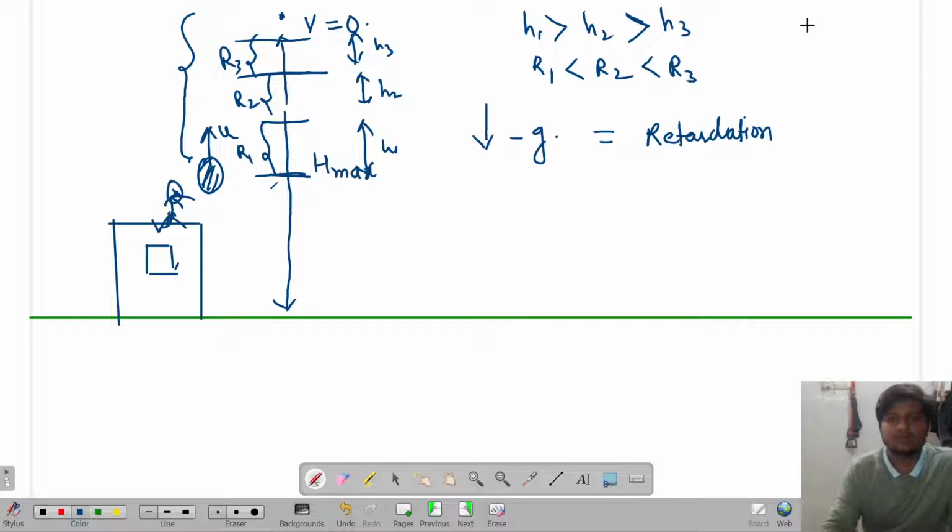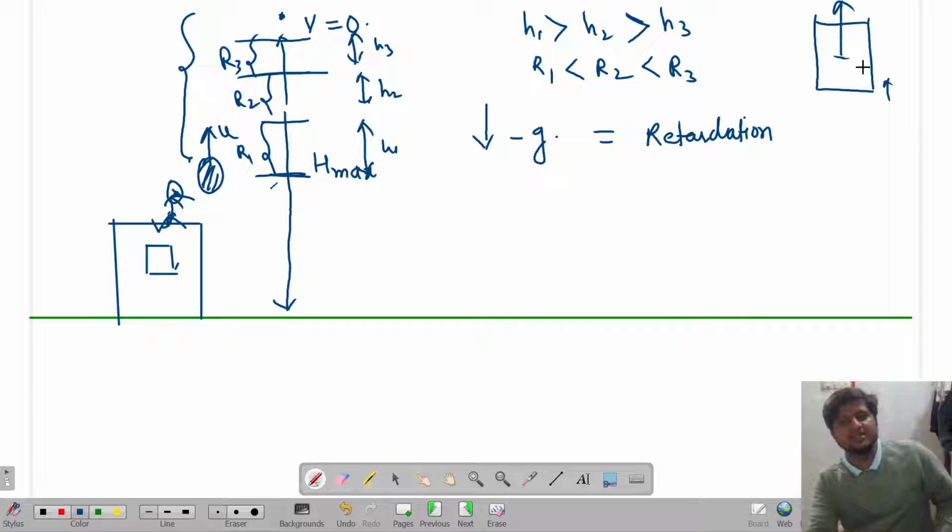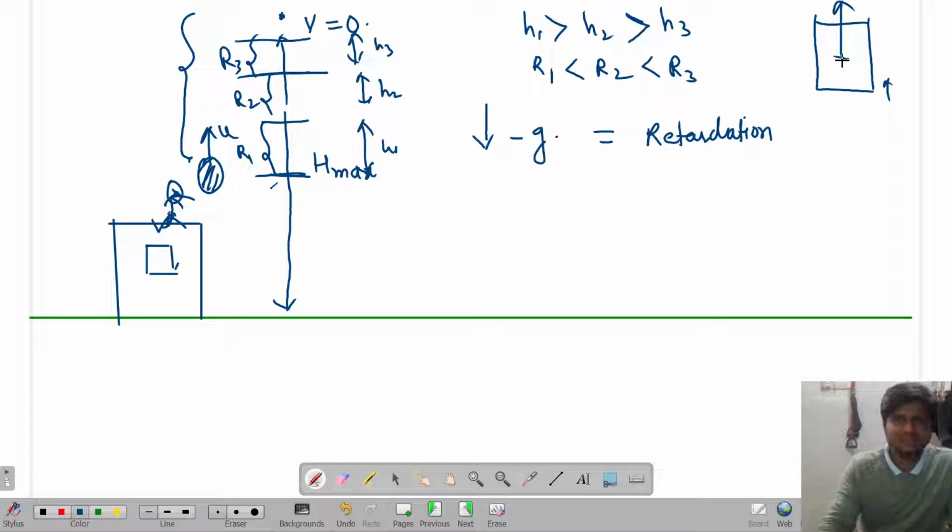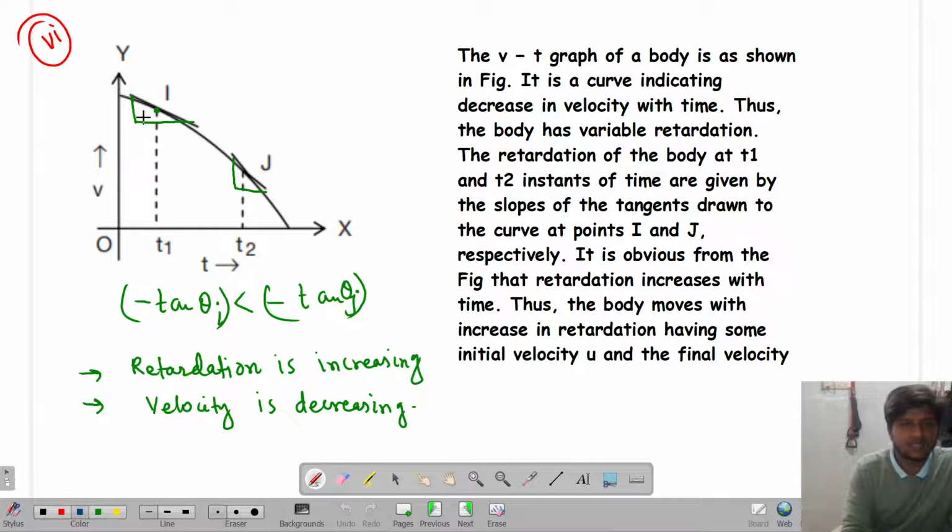You can take an example of a downward lift or an upward lift also. If you take the example of a lift going upwards, it is thrown with some initial velocity. After that there is a decrease in the velocity of the lift. So the initial retardation is much less as compared to the final retardation. Okay, so this is what is happening.